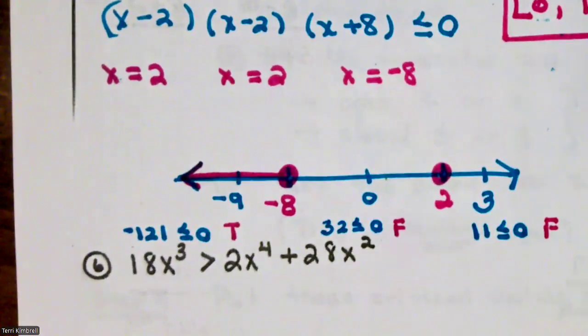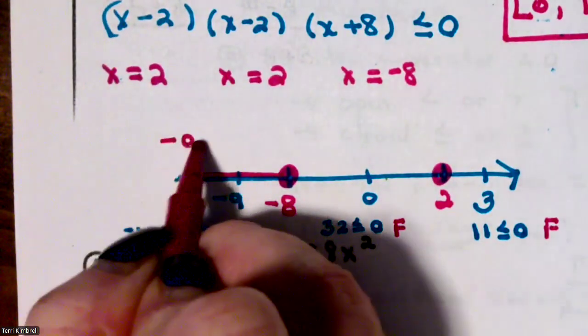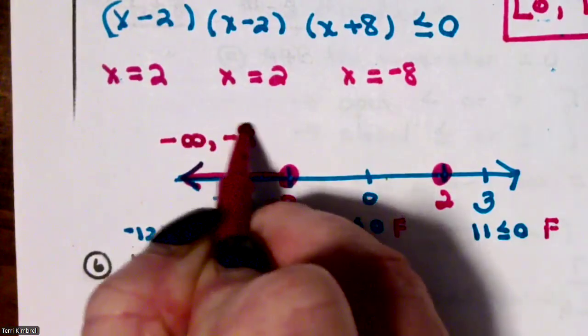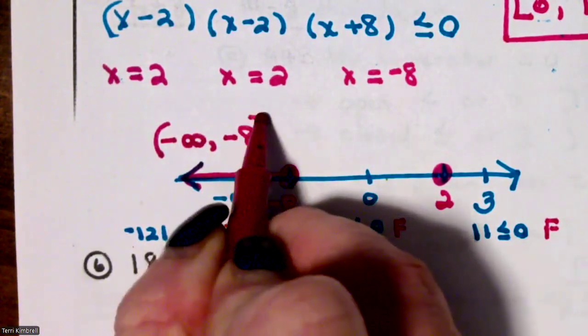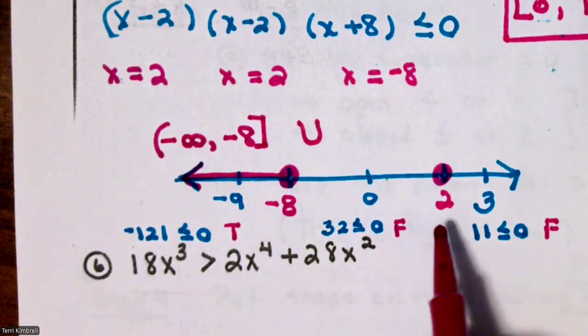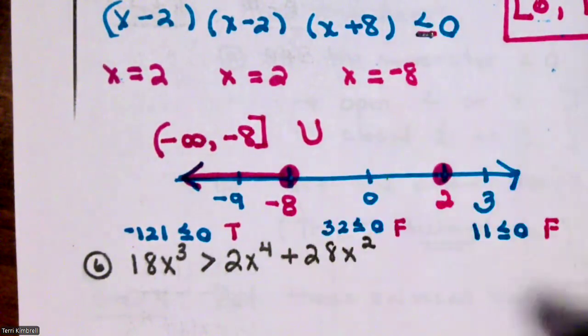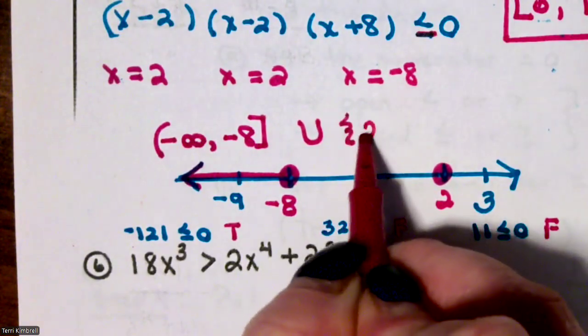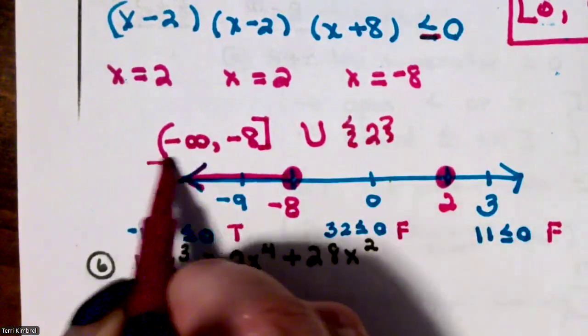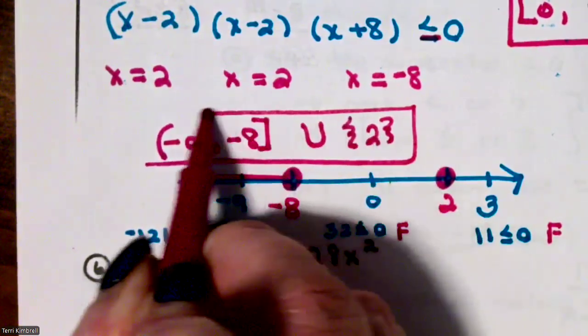So when you put your answer, you're going to have from -infinity to -8, bracket, union. So 2 is included because it was a 0. And then you're going to put the 2 in braces. That's how you will type that into the computer.